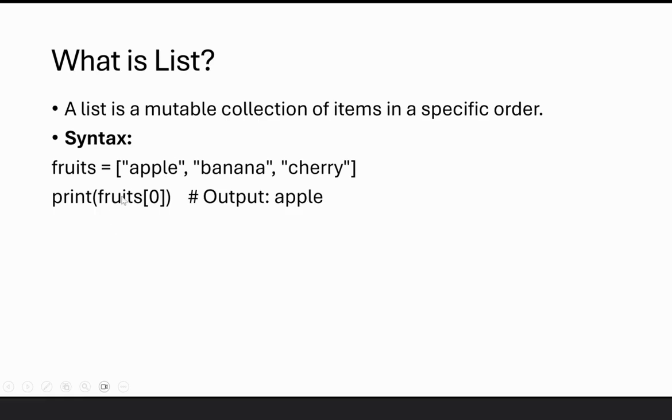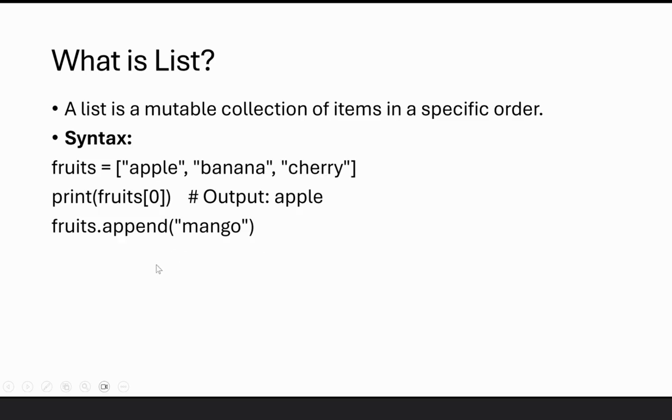If you want to print the items present in the list, we have to use the index value. So this is the index value. The index value starts from 0, 0, 1, 2. So if I am printing fruits of 0, then the output will be apple. Fruits of 1, the output will be banana. For fruits of 2, the output will be cherry.